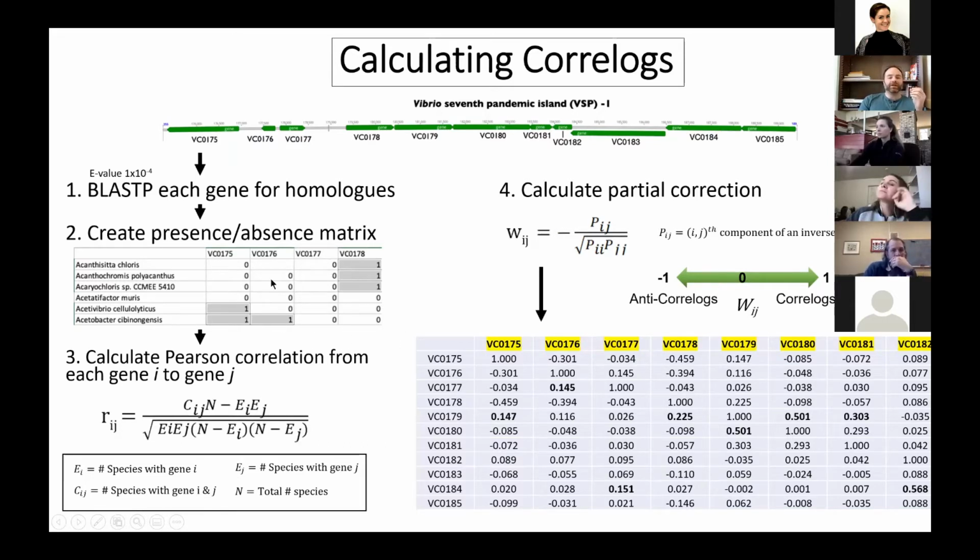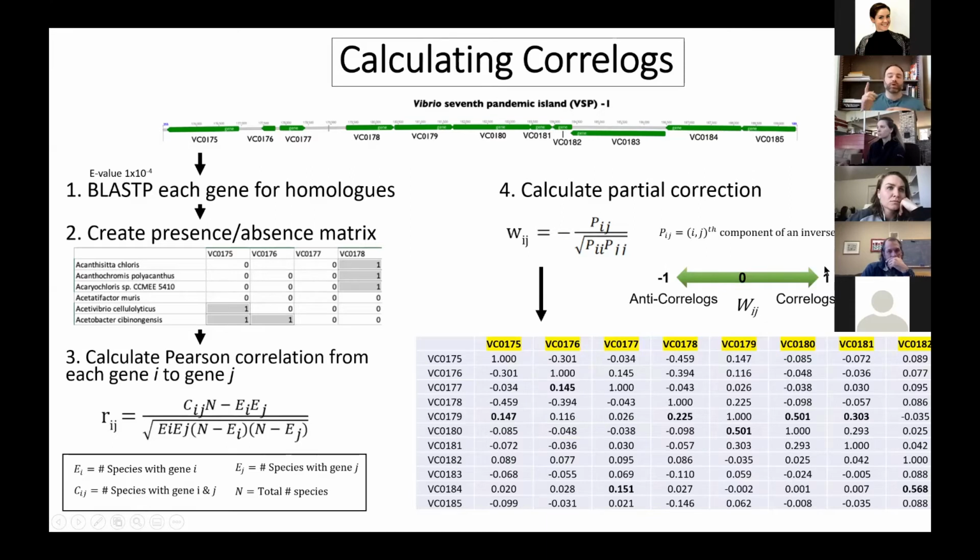So from this presence-absence matrix, we calculate a Pearson correlation from each gene I to J. And then over here, I do another partial correction, which is something Kim and Price came up with to help take care of the transitive effect. But what you end up with is a WIJ score, and we call this a Correlog score. And it is normalized between -1 and 1.